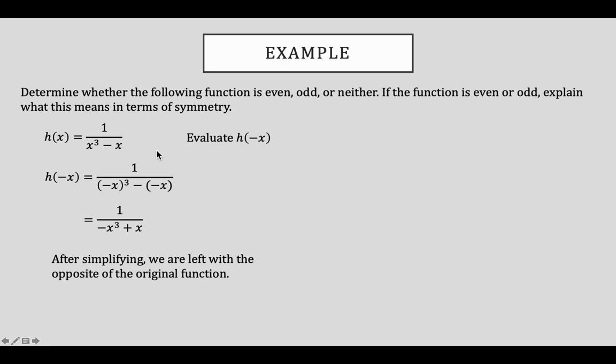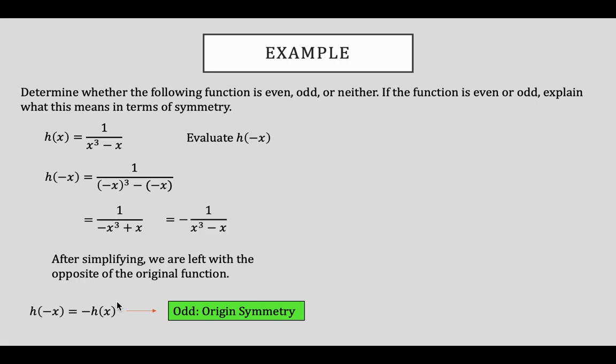After simplifying, we are left with the opposite of the original function. h of negative x is equal to -1 times h of x, meaning it is odd, and that we have origin symmetry. Graphically, we could check our work. Notice here that I actually have just factored out a -1. If I factor out a -1 from each one of these terms and bring it to the front, this is -1 times 1 over x cubed minus x. That's -1 times the original function.